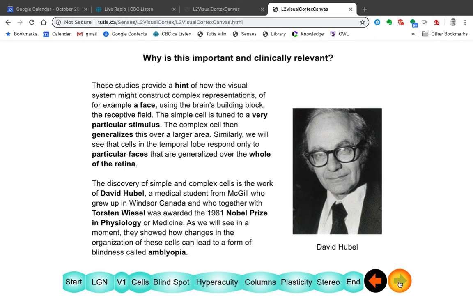And so this process of looking at something particular and then generalizing it over a larger area is a process that probably a lot of areas of the brain are involved with. The second thing is that one of the Nobel Prize winners that discovered this was David Hubel, and he was a medical student that went to McGill and came from Windsor.